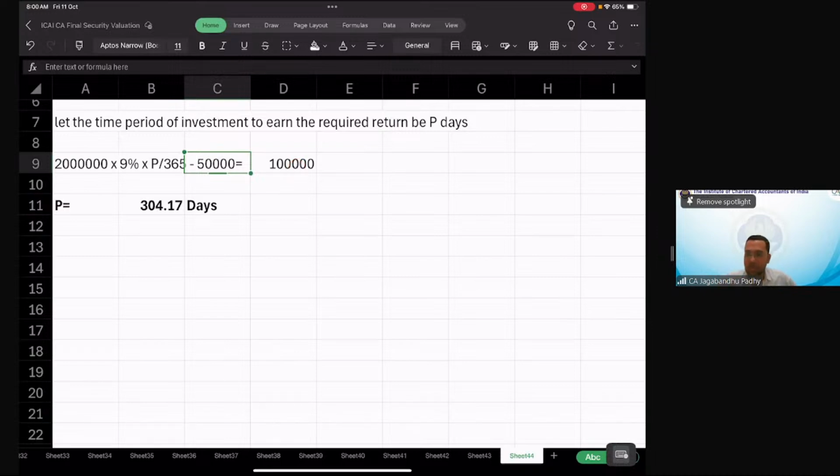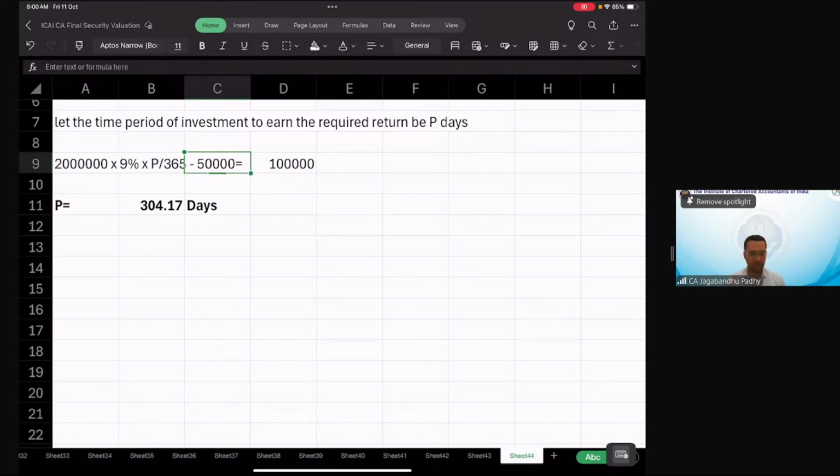So basically the investment will be providing me a return of 1,50,000, out of which of course 50,000 would have been spent by me when the investment was made as initial expenses. Okay, that's pretty simple.